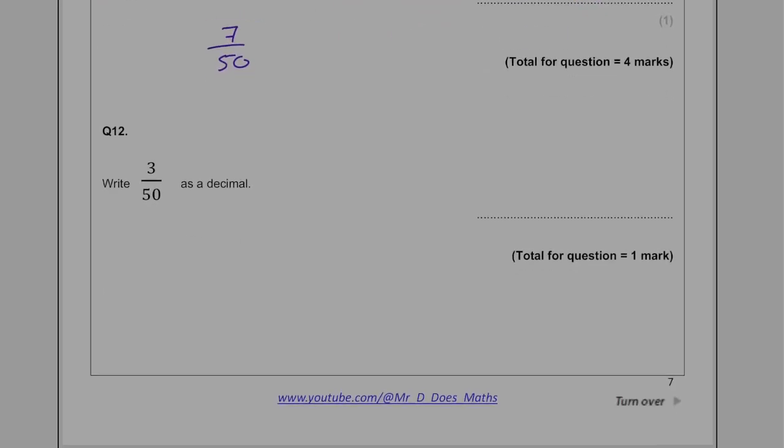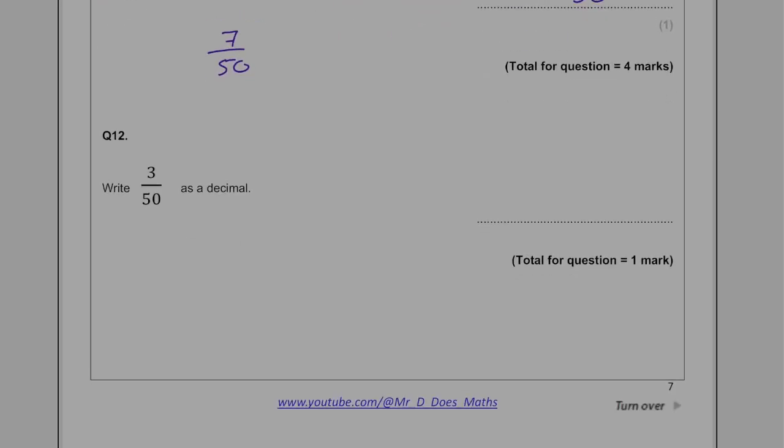Right, question 12. Write 3 out of 50 as a decimal. So again, I'm going to convert this to being a fraction out of 100. And to do that, I'm just timesing them by 2, so that would be 6 out of 100, which is then going to be 0.06. And if we're converting to decimals, it's always useful to have a power of 10 as your denominator.